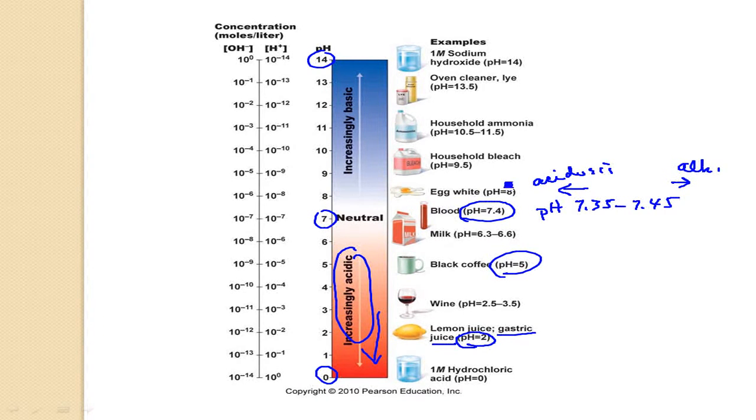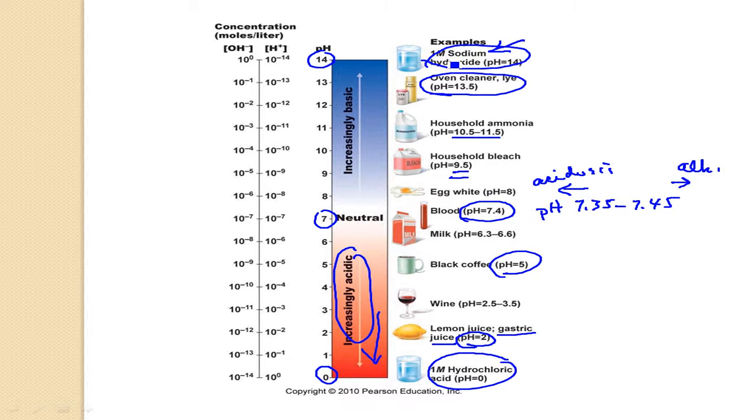Egg white, notice it's basic. Household bleach is a base. It's an alkaline substance. Household ammonia is alkaline. Oven cleaner is really alkaline, approaching 14, which is a 1 molar solution of sodium hydroxide, an example of a really strong base. So we're ranging here from a really strong acid to a really strong base, and then you get some ideas of the different compounds you have around your house that have that in them.